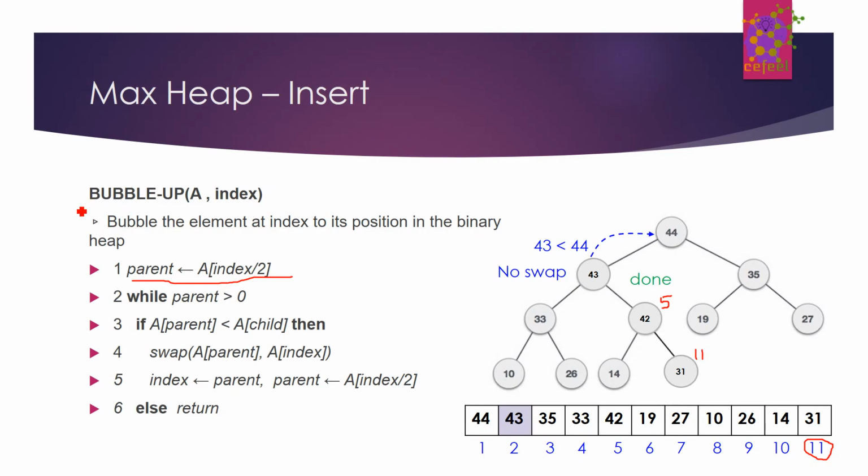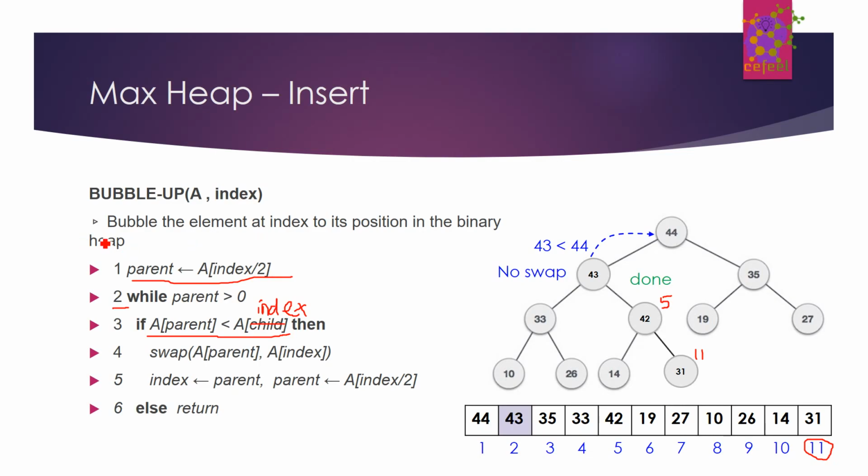And then in step 2, while the parent is greater than 0, which means we still have a parent. It's possible that during this bubble up process we reach the root and there is no more parent. So we check if the parent is greater than 0, which means the parent exists. Then we check if the parent is less than the index, which means they are out of order.